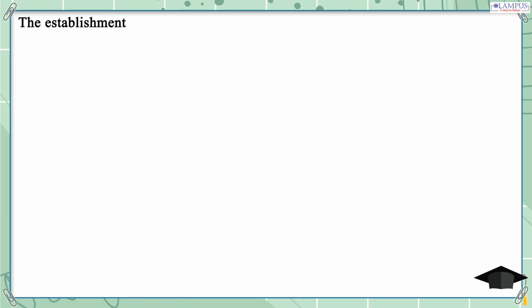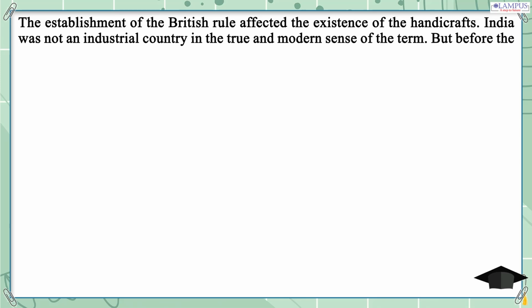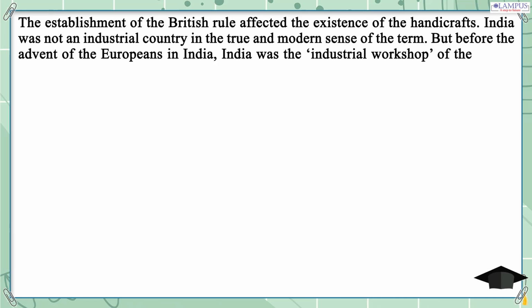The establishment of the British rule affected the existence of the handicrafts. India was not an industrial country in the true and modern sense of the term. But before the advent of the Europeans in India, India was the industrial workshop of the world. Three kinds of industry existed in India.